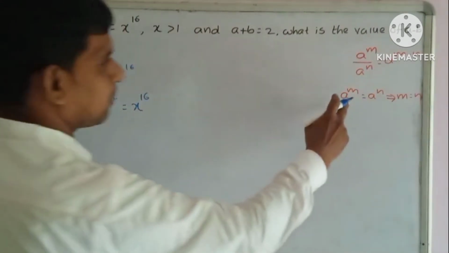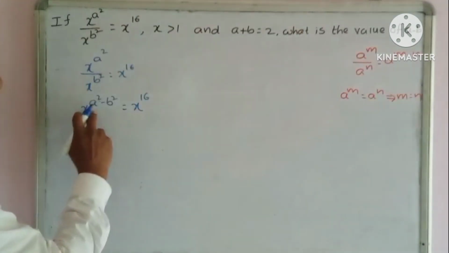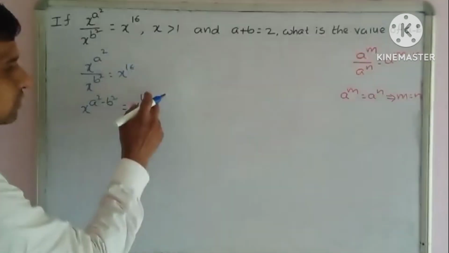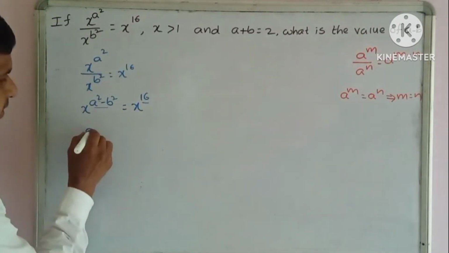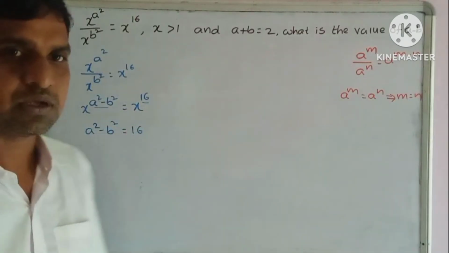Now see, if a^m = a^n, then m = n. Similarly, x^(a² − b²) = x^16, so since a^m = a^n means m = n, that means a² − b² = 16.